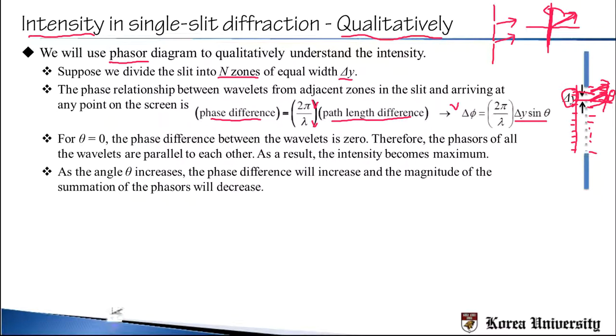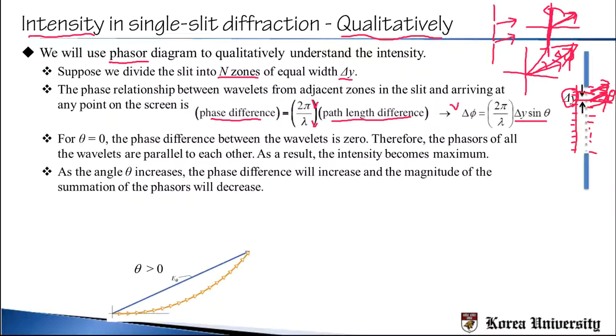And now this delta phi actually means something like this. If one phasor is here and the second phasor is here, then the difference in their angle will be delta phi. And when you combine them all, you can combine them just like vectors. Okay, this is the idea.